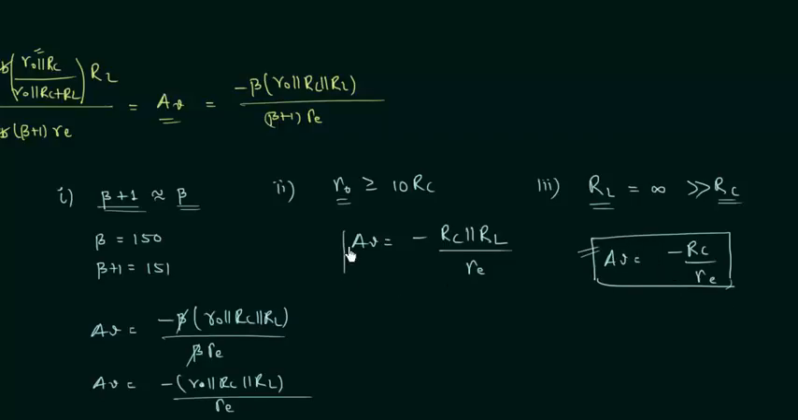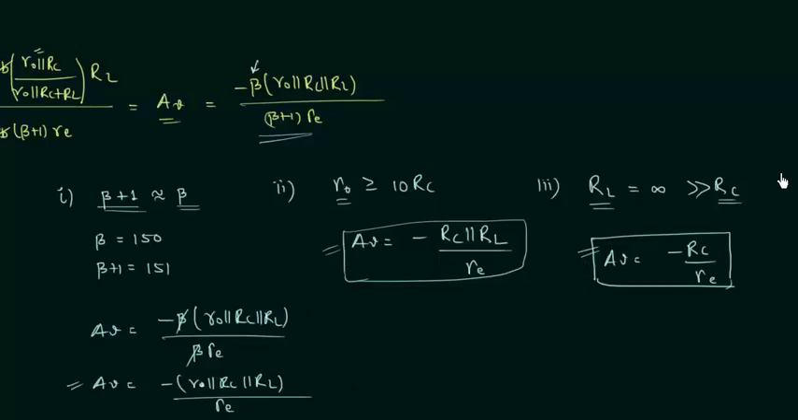You can also use this expression depending on the question, and this expression is the basic expression in which we have considered all the resistances, and we also have beta and beta plus 1 in this equation. So this is the basic equation, and when we perform the simplifications we have different equations for the voltage gain.